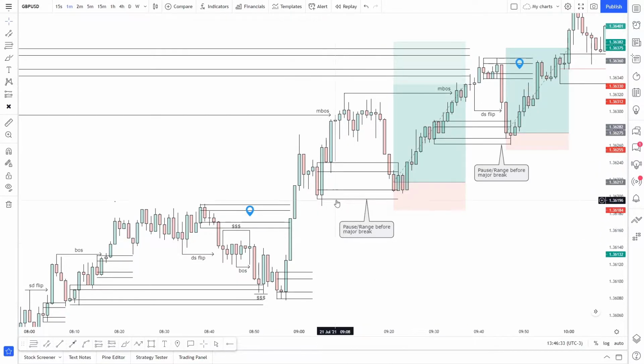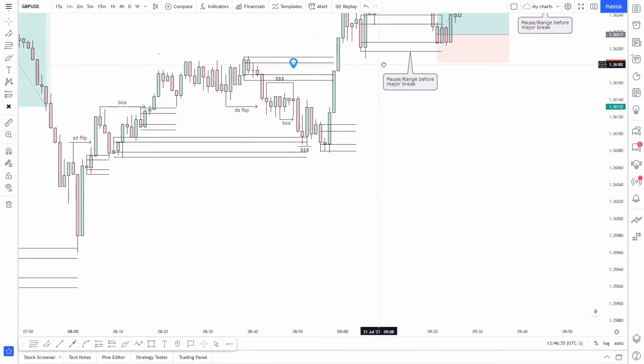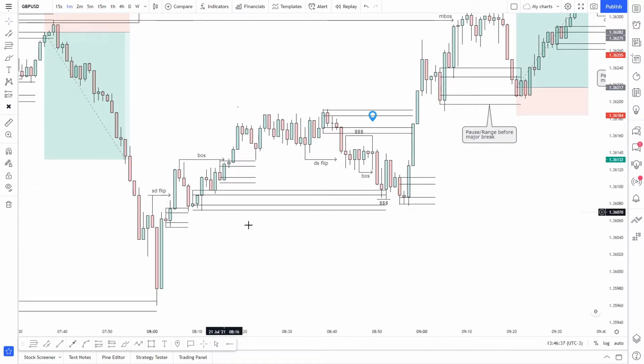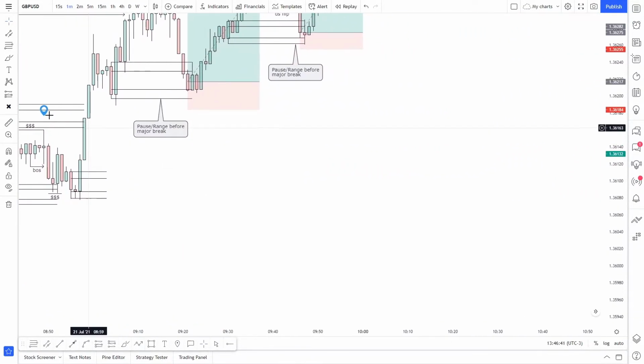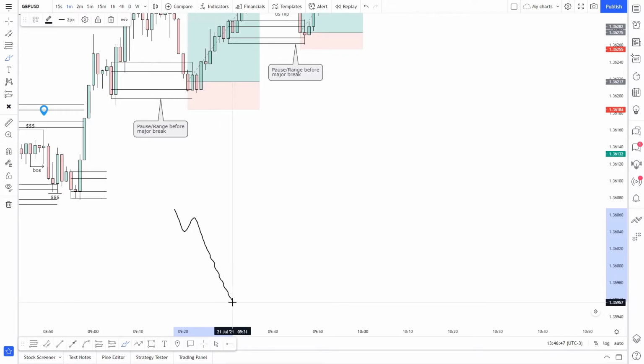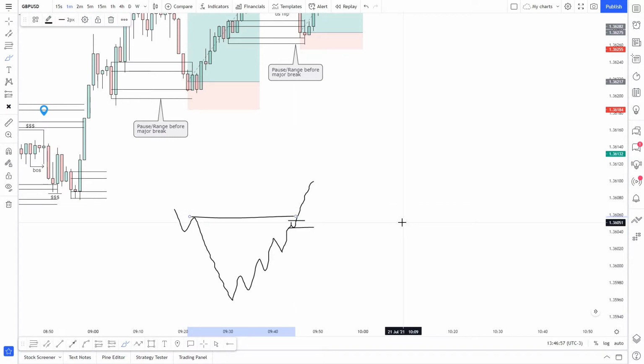So I've said a couple of times, as an example, a pause, let's do it here. So we have somewhat of a pause, like that, and we start pushing higher and higher and higher. Something like that. Okay. When we have a pause right before a major break, that's a pretty good opportunity to take a risk entry here, right?